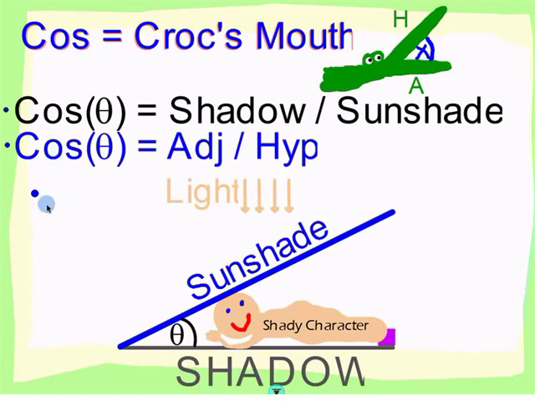And what we could say is the cos of this angle is equal to the adjacent length divided by the hypotenuse length. And here the length adjacent to the angle is the shadow, and the hypotenuse, the longest side, is the sunshade. That's just one way of remembering.